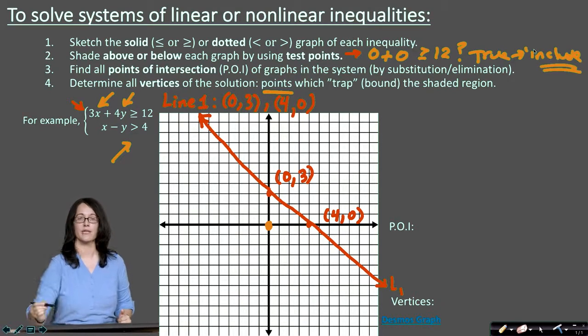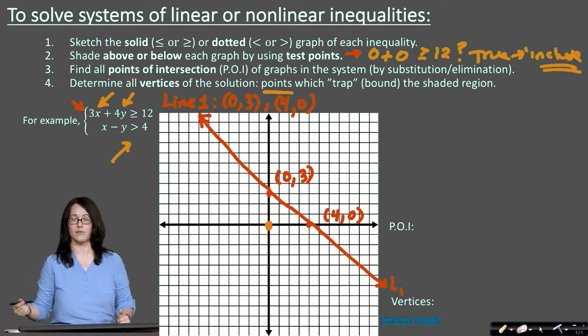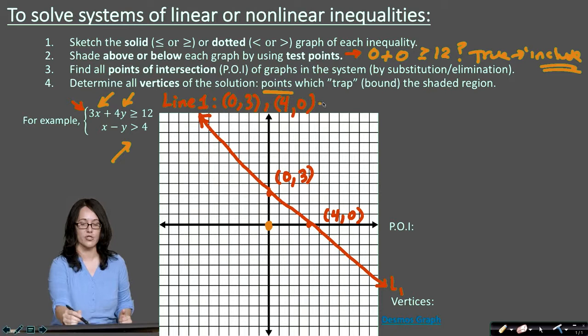If you're including your test point of (0, 0), are you shading above that line or are you shading below that line? Correct, you are shading below this line. So I will be shading below line 1.